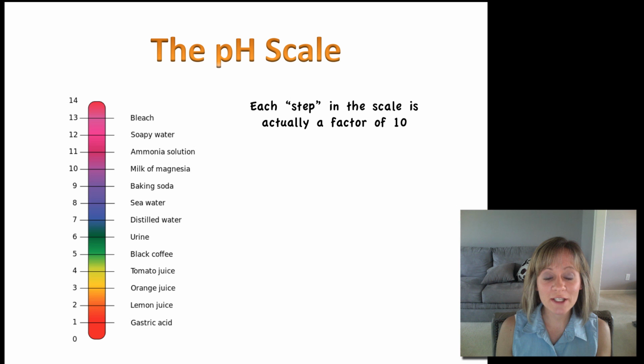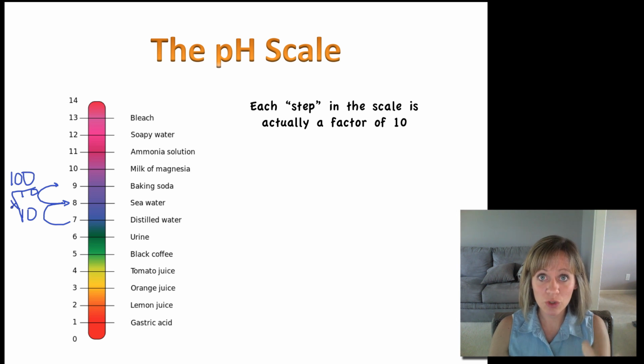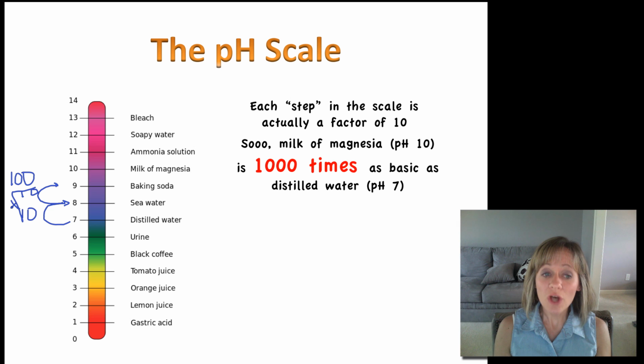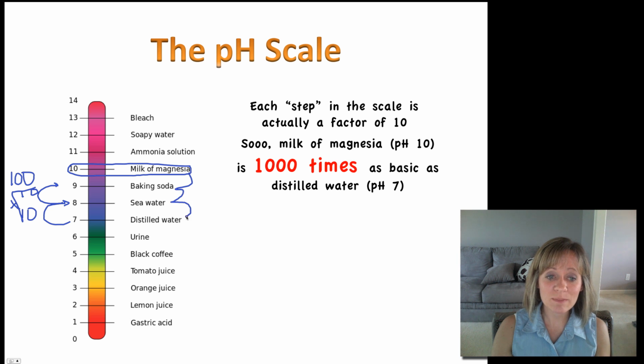So let's take a closer look at the pH scale. Each step, and this is something really interesting, each step on the pH scale is actually a factor of 10. Not a factor of 1 or 2, but a factor of 10. So again, from 7 to 8, it's going up 10. From 8 to 9, it's going up 10. Collectively, going from 7 to 9 is 100 because you're multiplying as you go up. It's a factor. So let's take a look at milk of magnesia. This is a pH of 10. It's actually 1,000 times as basic as distilled water, which has a pH of 7.